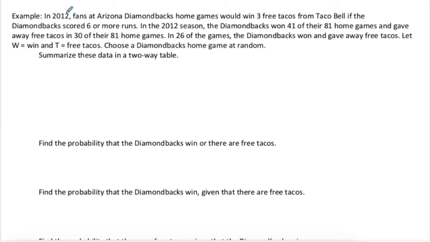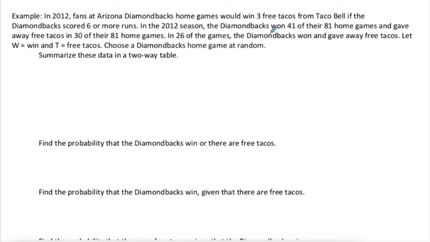In our next example, we're bringing back the Diamondbacks example. In 2012, fans at Arizona Diamondbacks home games would win 3 free tacos from Taco Bell if the Diamondbacks scored 6 or more runs. In the 2012 season, the Diamondbacks won 41 of their 81 games and gave away free tacos in 30 of their 81 games.